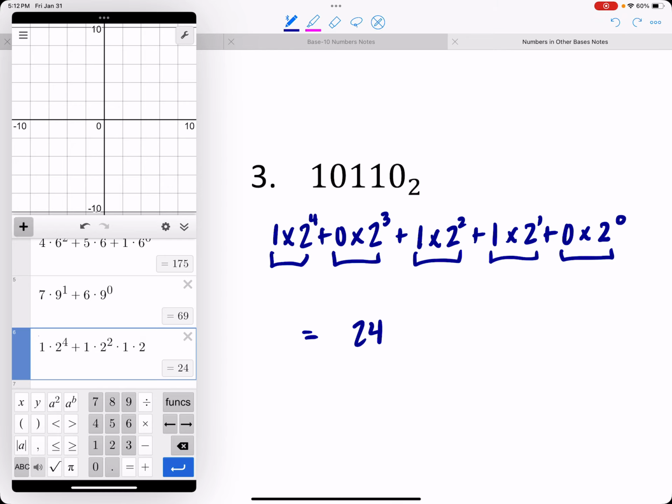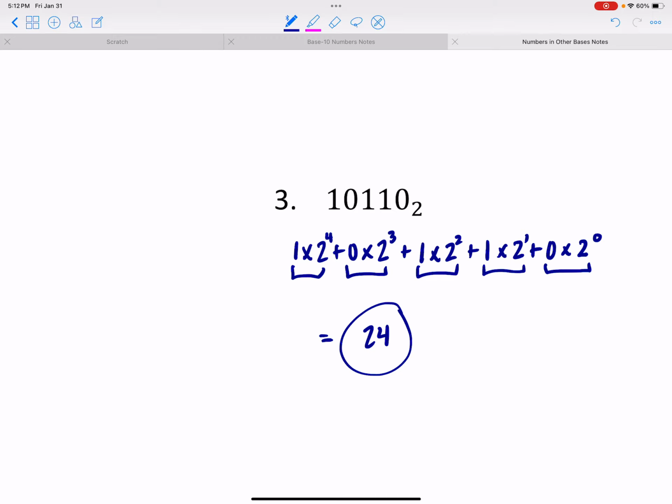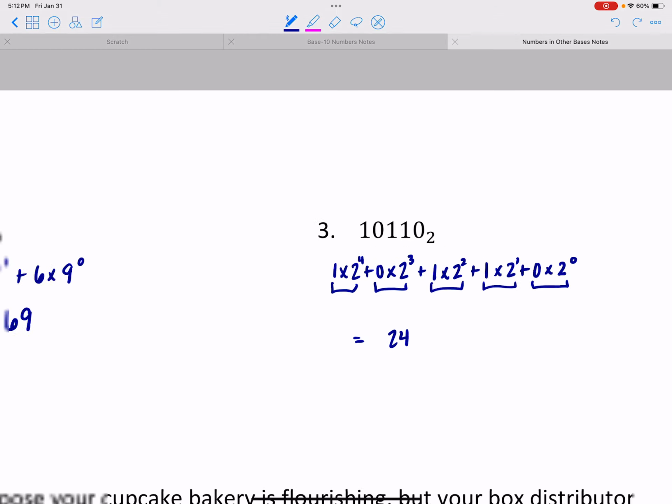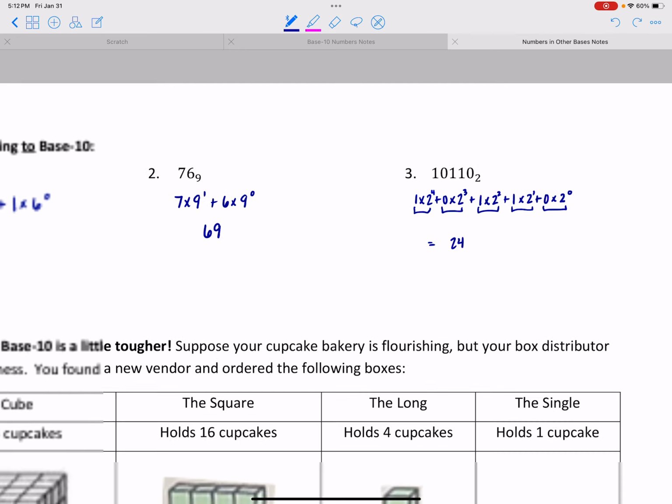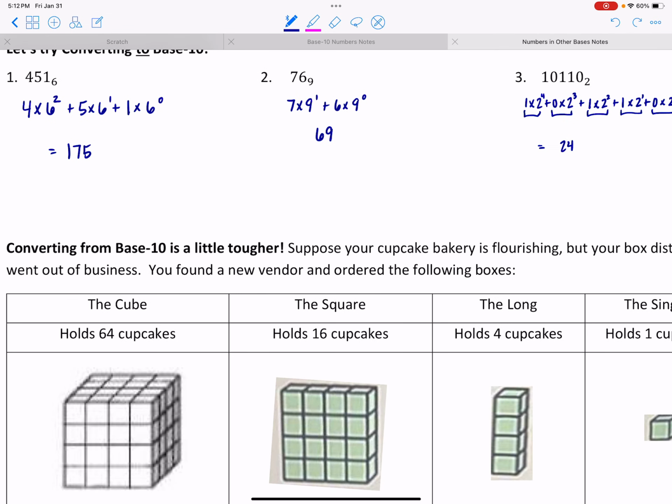So hopefully you get the idea of expanding a number in another base or finding its value in the system of numbers that we use. Going to base 10 is relatively easy. If we want to convert from base 10 to a different base, it's definitely more challenging.